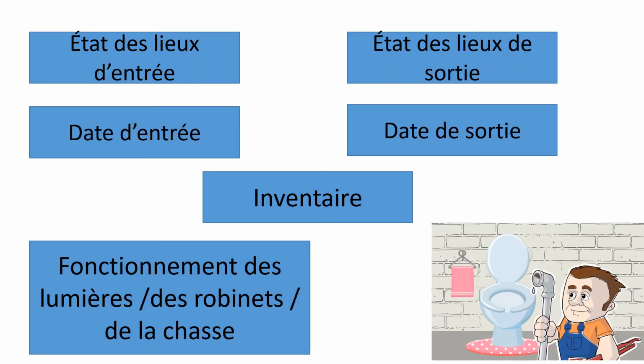Very important words here as well: état des lieux d'entrée, état des lieux de sortie. So état des lieux d'entrée is basically when you're going to go through the inventory on signing the contract, whereas the état des lieux de sortie is when you're going to leave the accommodation. And of course, you're going to have une date d'entrée and une date de sortie. And inventaire is what you're going to go through with the owner. So I'm just saying to you, make sure that you check your lighting, your taps, and also the toilet.